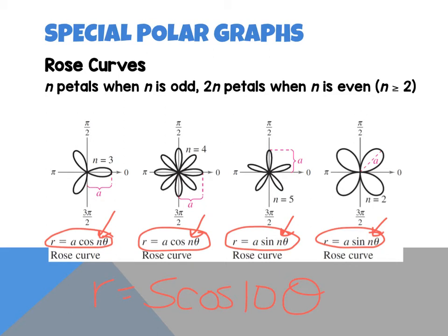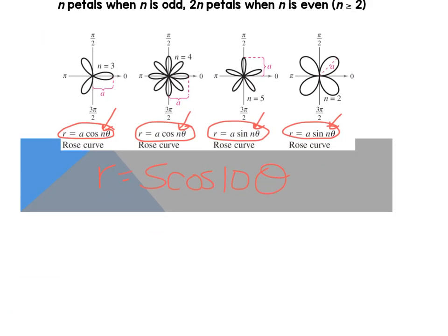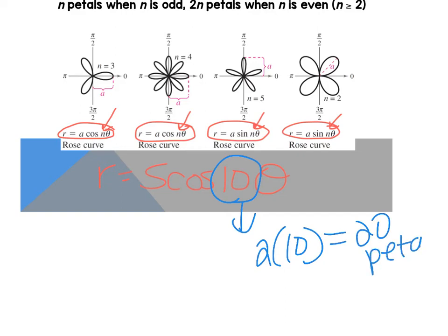If it said cosine 7 theta, there's 7 petals. If the number there is even, then you double it to get the number of petals. So in this case, this would be a 20 petal graph because my 10 would get doubled. You only double it if it's even. And the number on the front is how far out those petals go. So every time I went out on a petal, I'd go to 5.